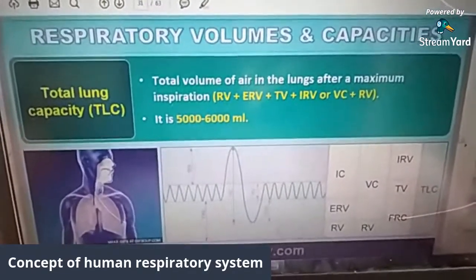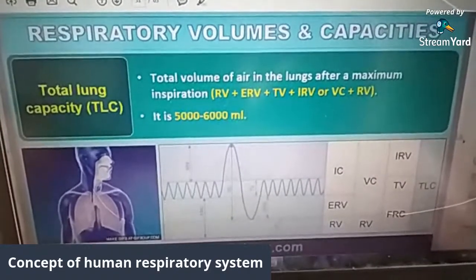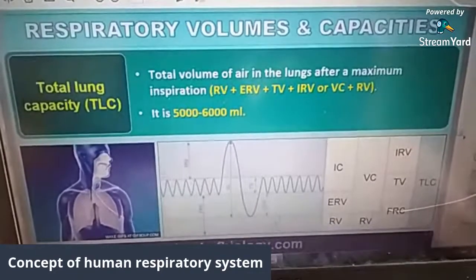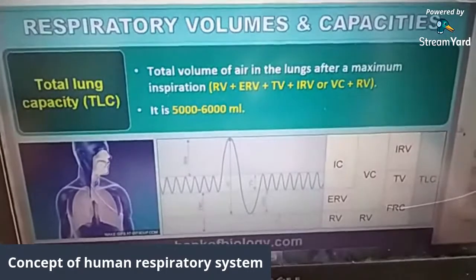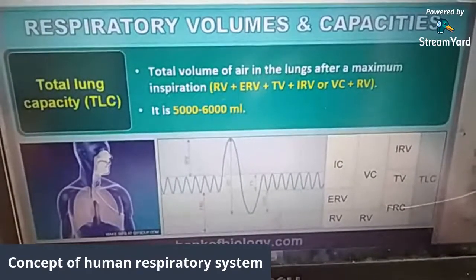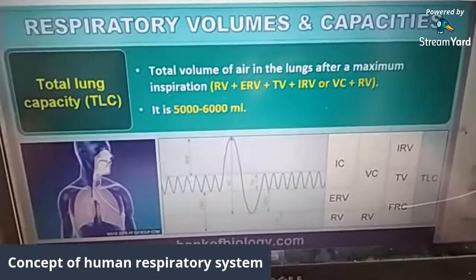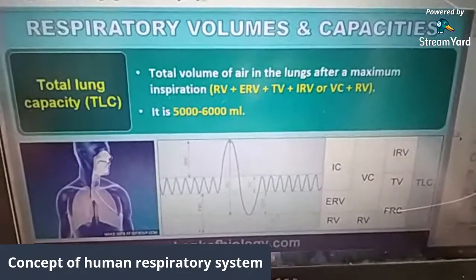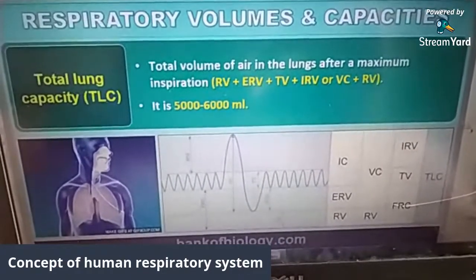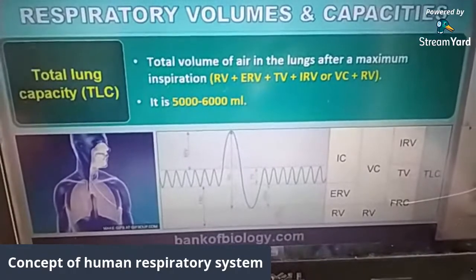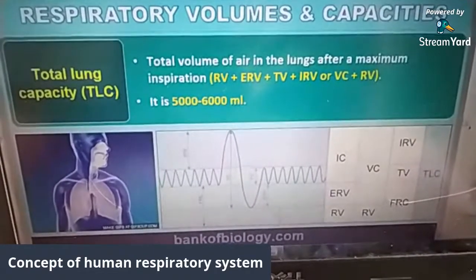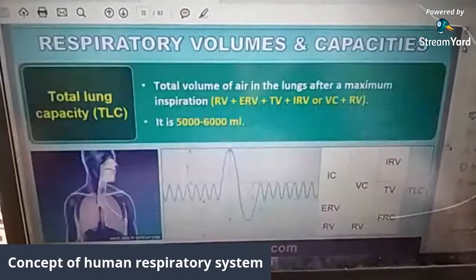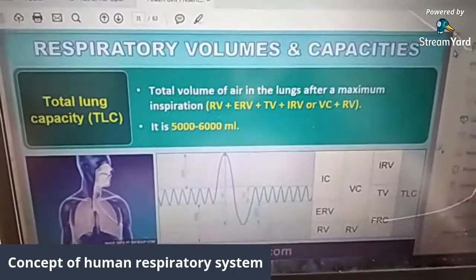And the last one is the TLC, total lung capacity. It means the total volume of air in the lungs after a maximum inspiration. Total lung capacity is the volume of the lungs where the maximum amount of air can accumulate through inspiration. In a normal healthy human being, the total lung capacity is 5000 to 6000 ml. Clear? So these are the basic terms of the respiratory volumes and capacities.